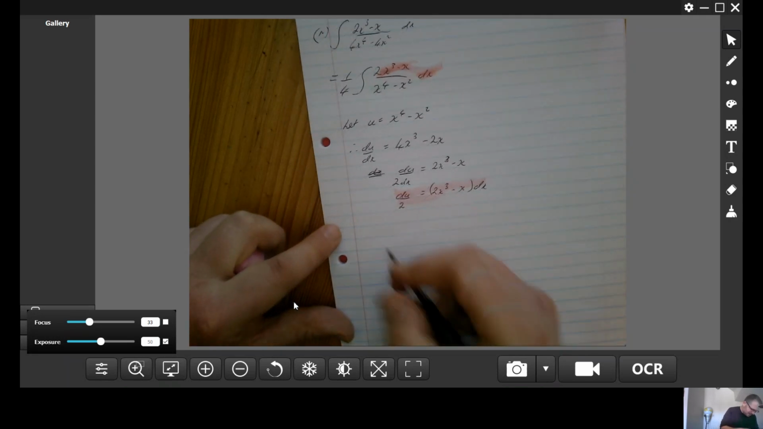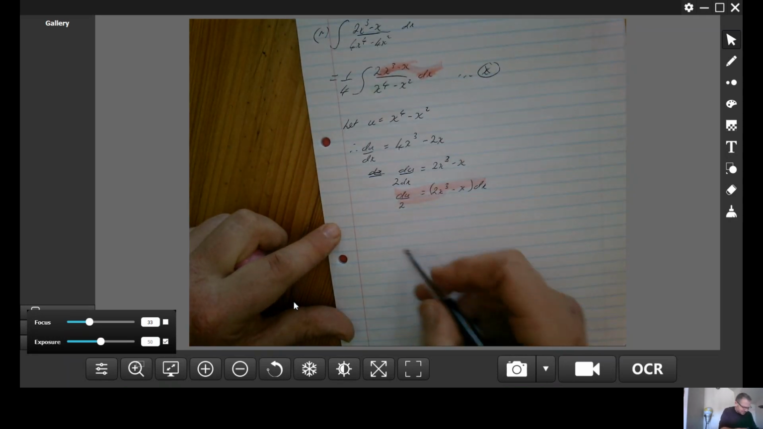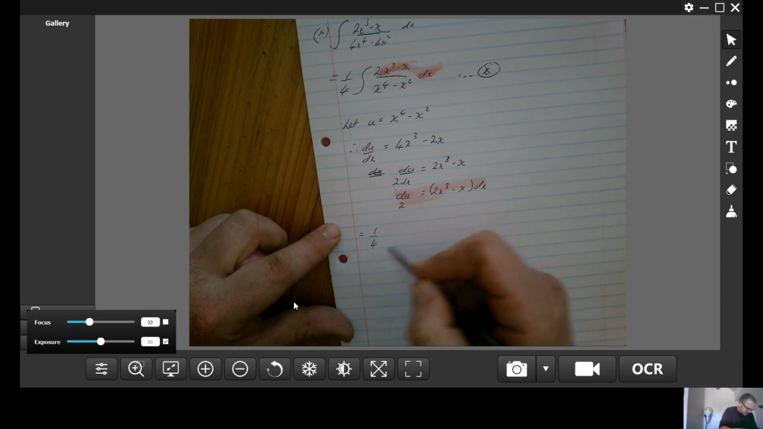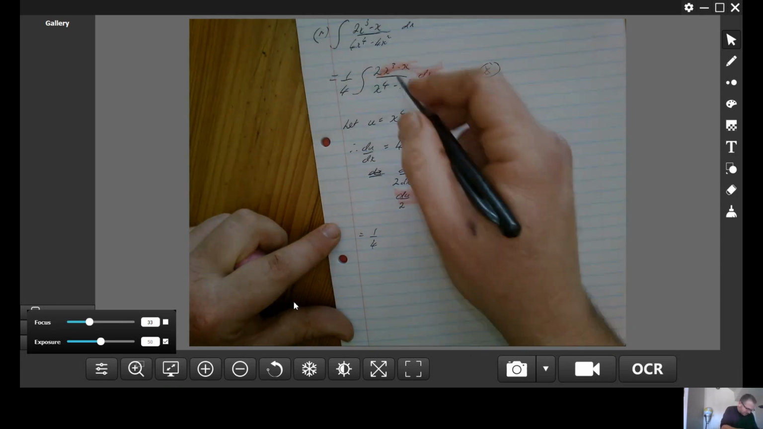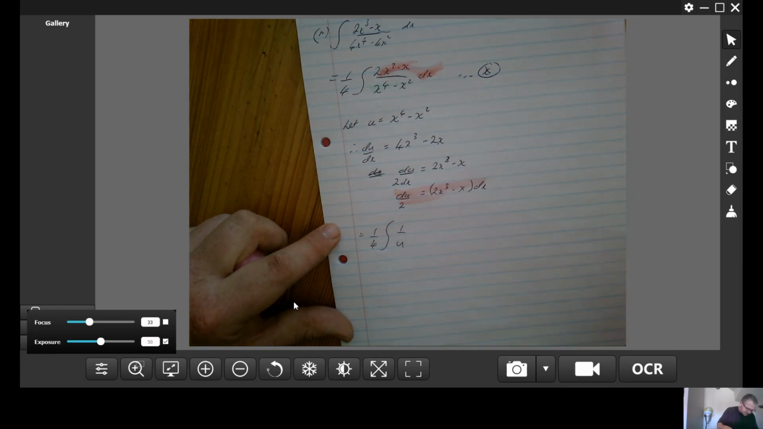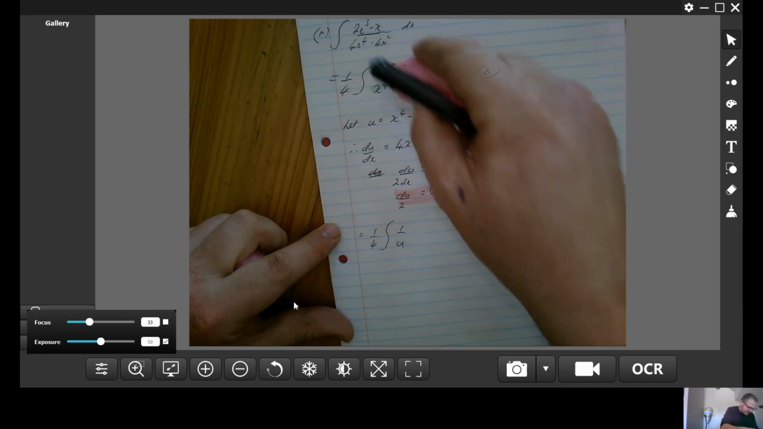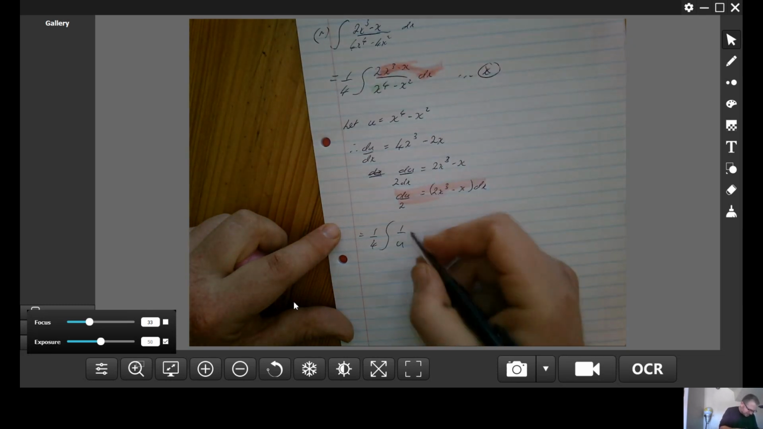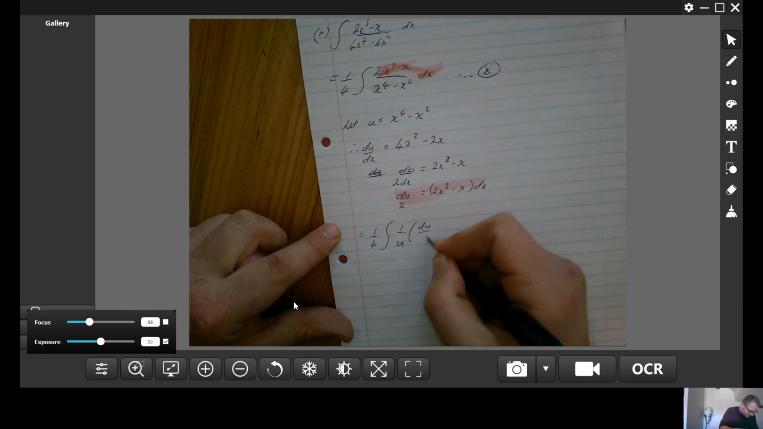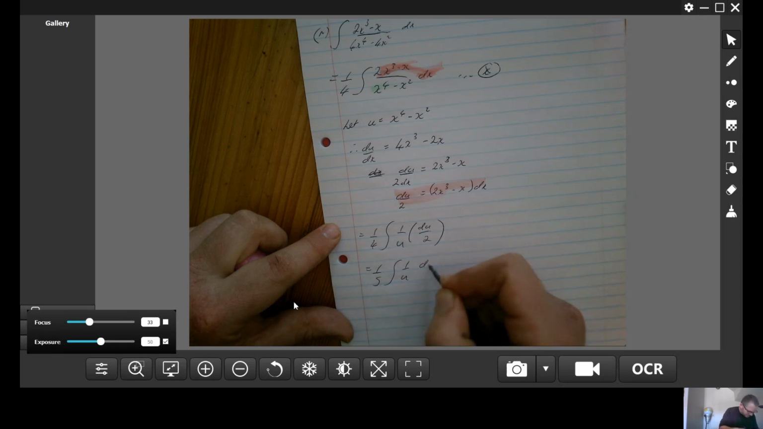And we're nearly done. This thing over here is going to become a quarter, and I'm going to replace everything. So 2x cubed minus x over x to the 4 minus x squared is 1 over u. That's that bit over there. And then 2x cubed minus x dx is going to become du over 2. We take that out, and I get an eighth, the integral of 1 over u with respect to u.